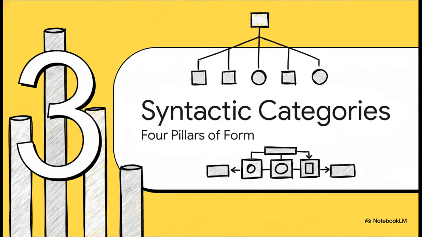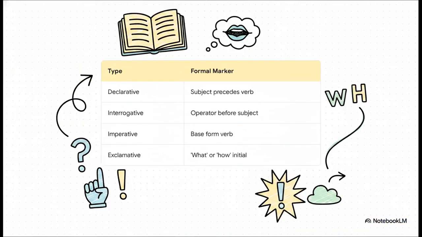And that brings us to Section 3, Formal Syntactic Categories, the four pillars of form. Now that we know how they're built, let's categorize them. Syntactically speaking, English recognizes four major closed sentence types. First, declaratives, characterized by a subject generally preceding the verb.